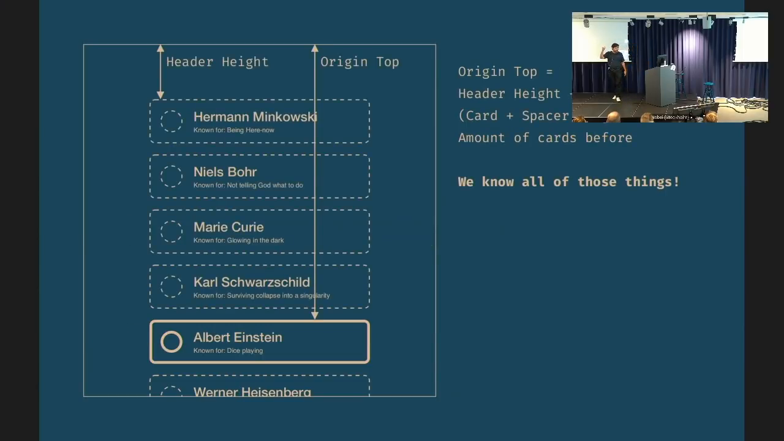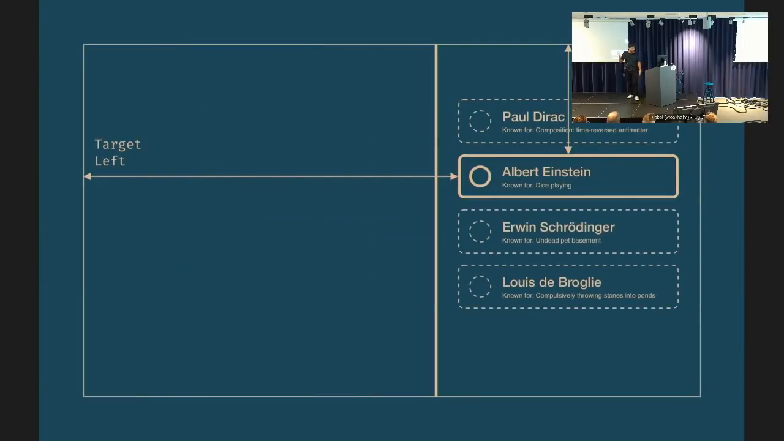When we start from the top, we need to know the distance from the header, which is set by the designer. They told us it should be 70 pixels or whatever. And add to that the size of the card plus the spacer times the amount of cards that we have before this one. So it's a bit of math in there, but we know all these things. We know the size, the height of the card, and we know the distance from the top. For the target position that we're going to aim at, it is very similar. We also need to measure the distance from the left and the distance from the top.